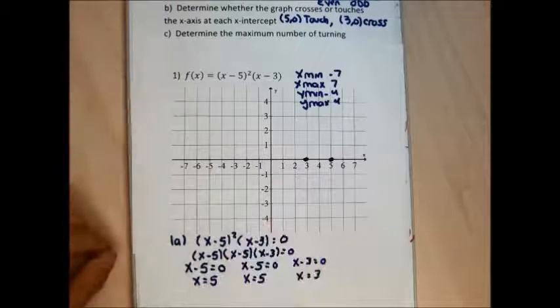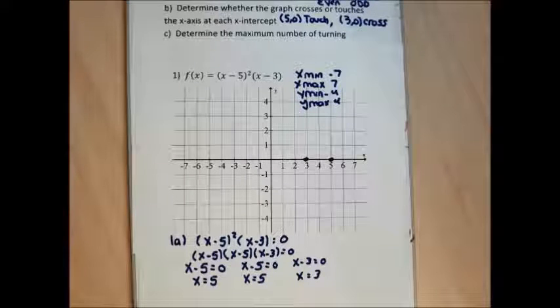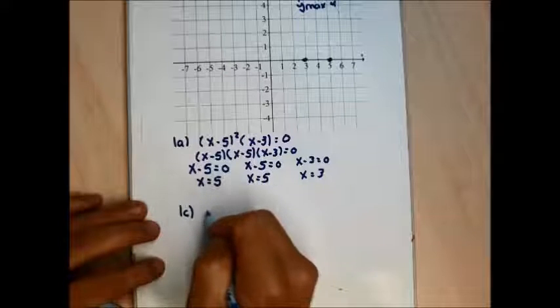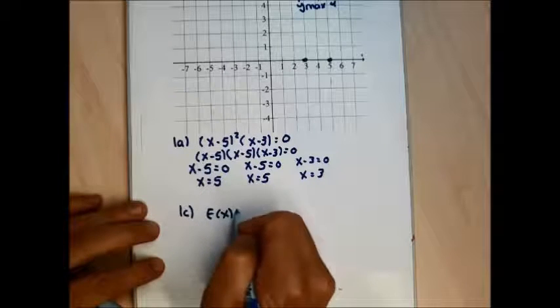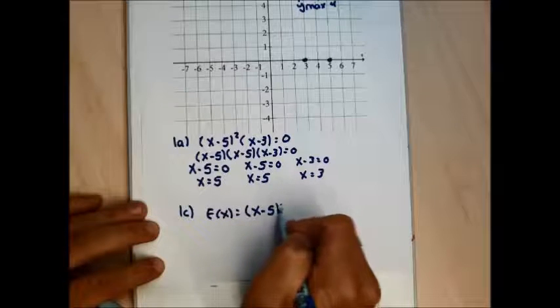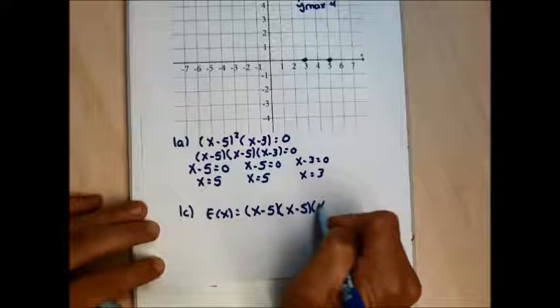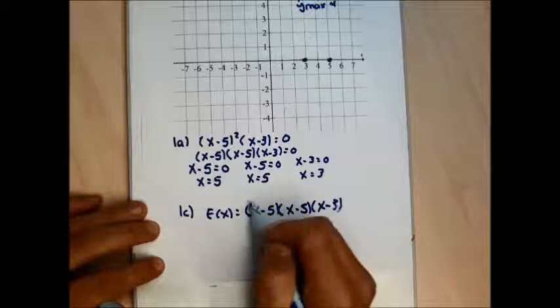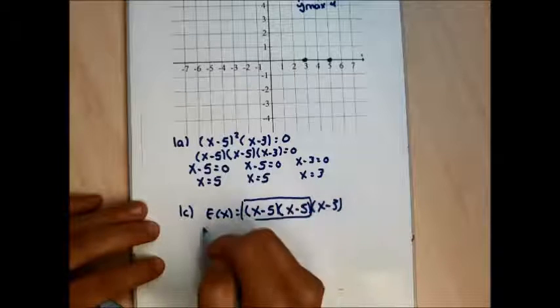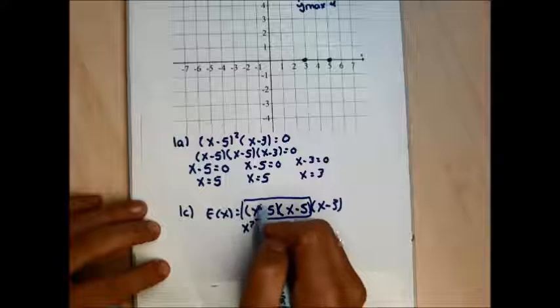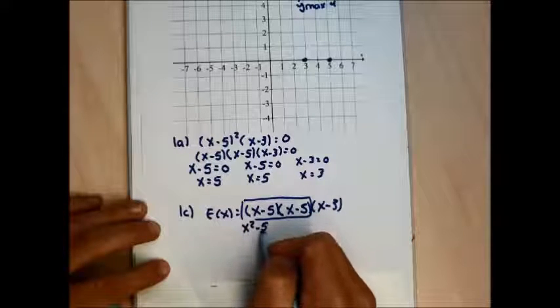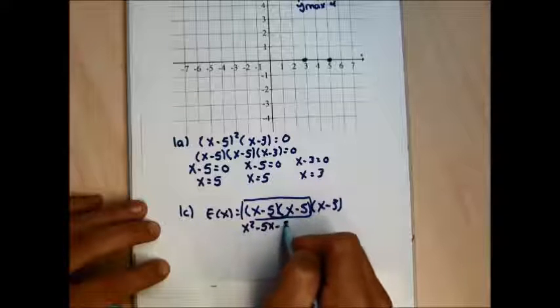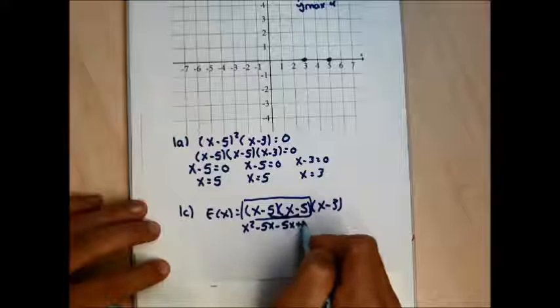Part C, the maximum number of turning points, you get by taking 1 minus the highest exponent when this whole polynomial is multiplied out. So in order to do 1c, I should expand a little bit this polynomial. So my f of x is equal to x minus 5 times x minus 5 times x minus 3. I'm going to FOIL this out. I'm going to multiply these 2 parentheses by FOILing. Get first our x squared. Outers are x times minus 5, which is minus 5x. Inners are minus 5x. Lasts are plus 25.